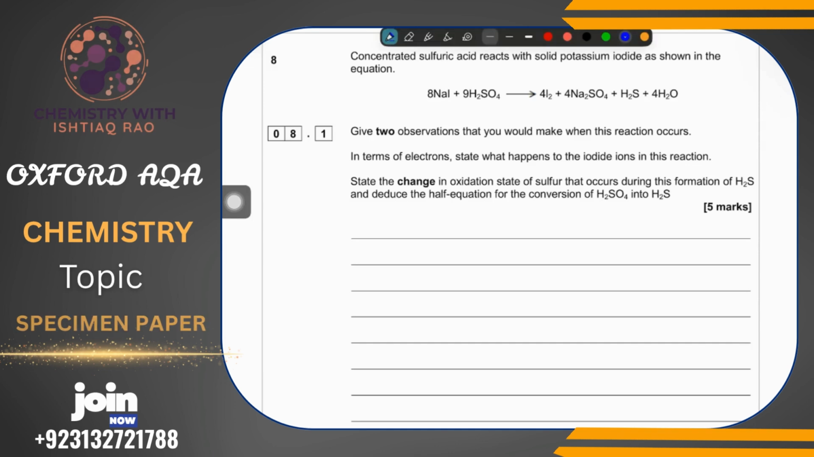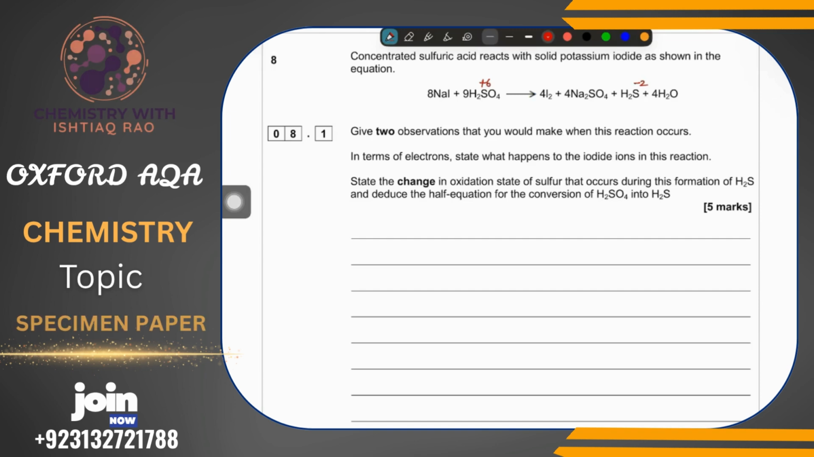State the change in oxidation state of sulfur. Initially the sulfur is plus 6, and then this is plus 4 minus 8, so this is minus 2. Yep, this is minus 2. And then, during the formation of H2S, deduce the half equation for the conversion of H2SO4 into H2S.